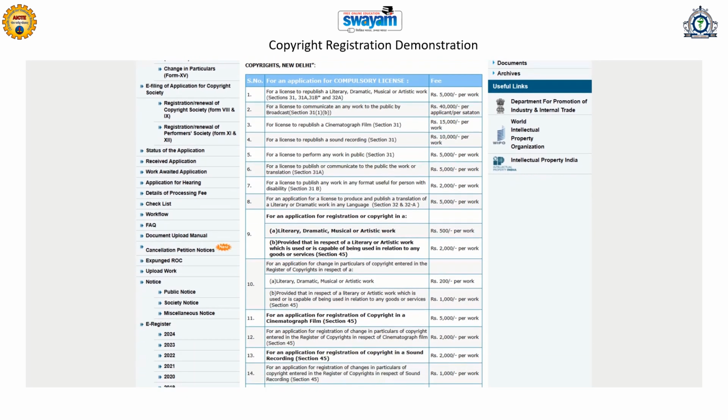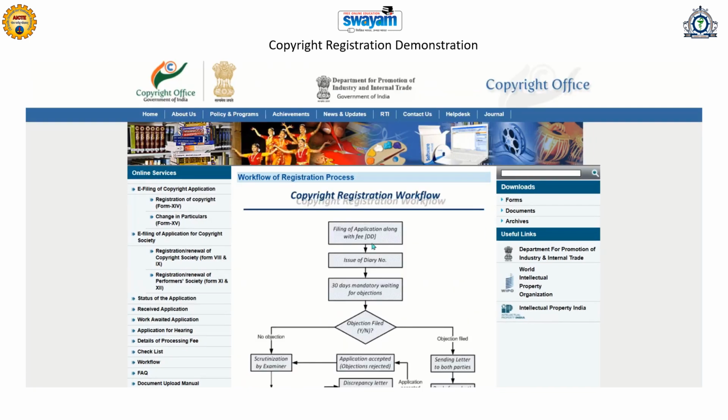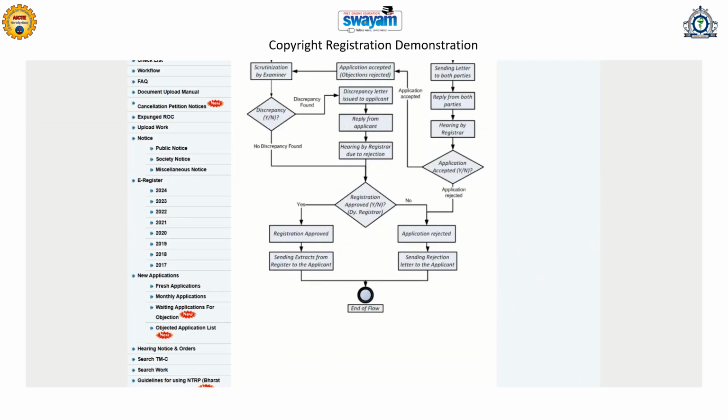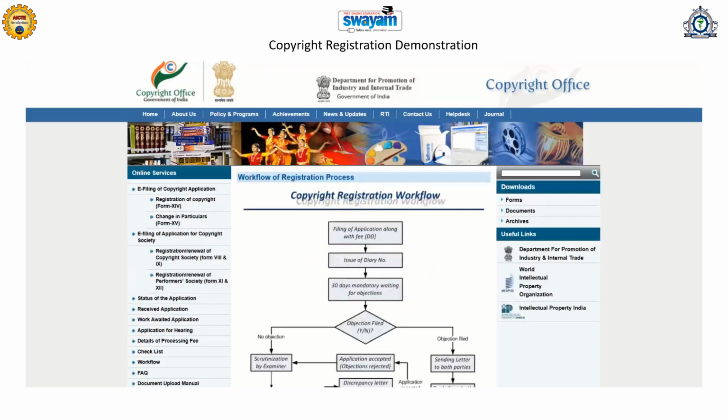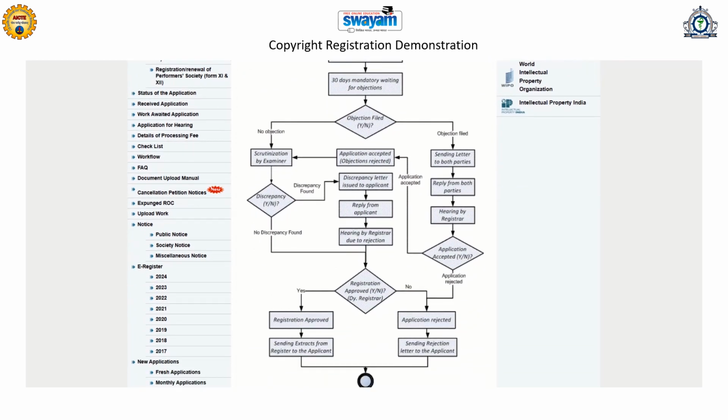Here also the workflow is given, meaning how it works: filing of the application along with the fee, then issue of the diary number, or directly the application number, then 30 days mandatory waiting for objection. If objections are filed, and if there is no objection, then it will be scrutinized by the examiner. If objections are there, then both parties will be asked to file a reply, and then those procedures follow. And then final registration.